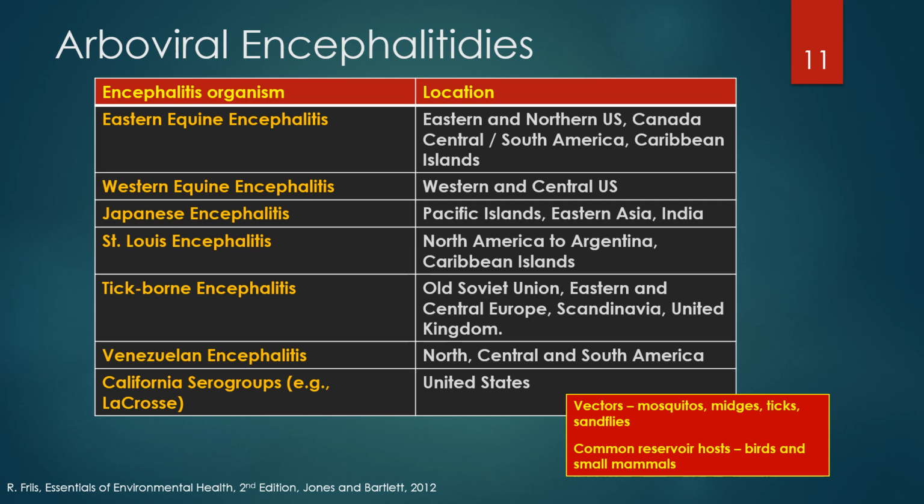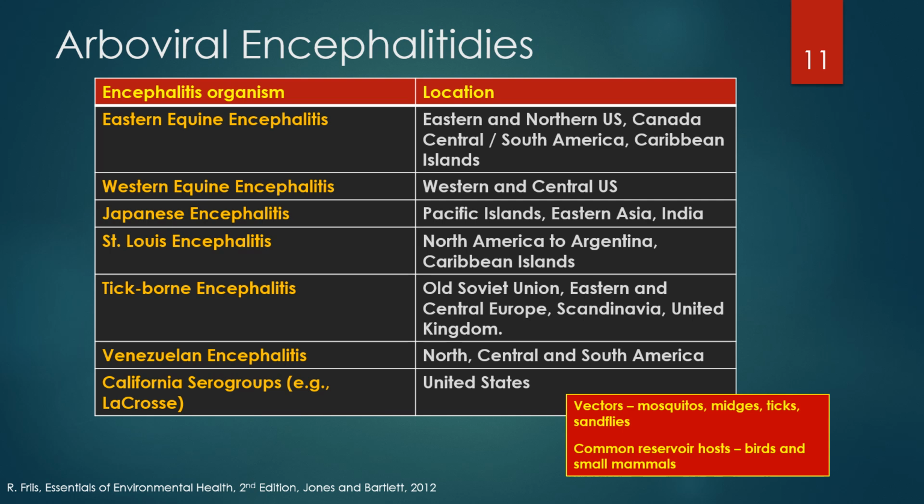Japanese encephalitis is seen in the Pacific Islands, Eastern Asia, and India. St. Louis encephalitis is seen across North America, Argentina, and the Caribbean islands. Tick-borne encephalitis is seen in the old Soviet Union, Eastern and Central Europe, Scandinavia, and United Kingdom. Venezuelan encephalitis is seen in North, Central, and South America. The California serogroup of encephalitis that includes La Crosse virus is seen primarily in the United States.